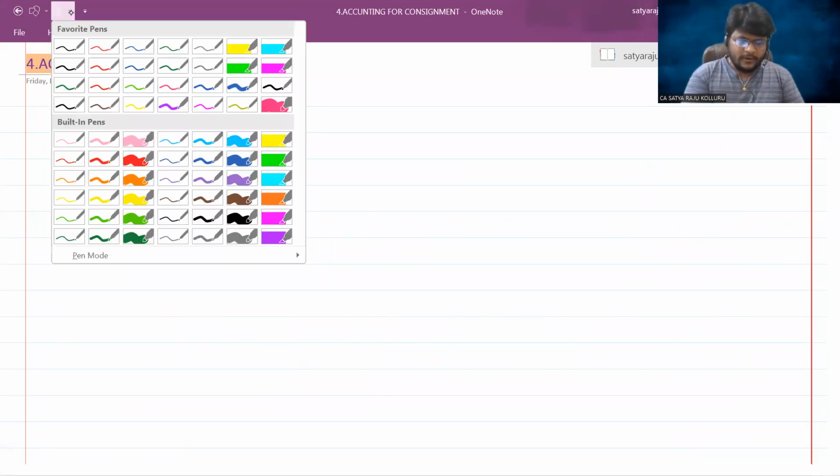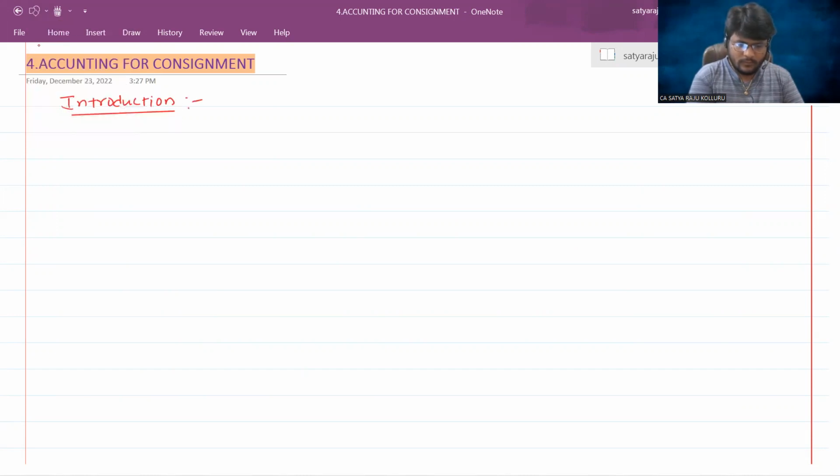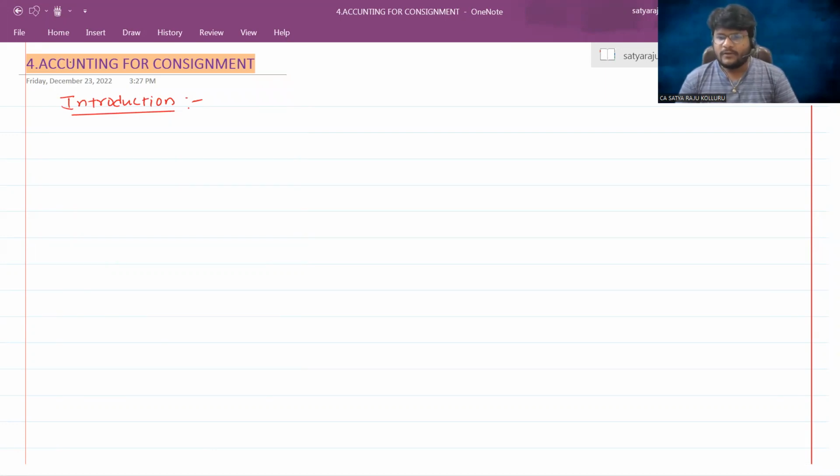Guys, first let me start this chapter with an intro. Let me give a good introduction. Friends, most of the time, business people want to expand their business activities. Consignment is one type of strategy they might use to expand their business activities. To put it in a better manner, let me take a simple case to explain the entire process of consignment and what it is all about.